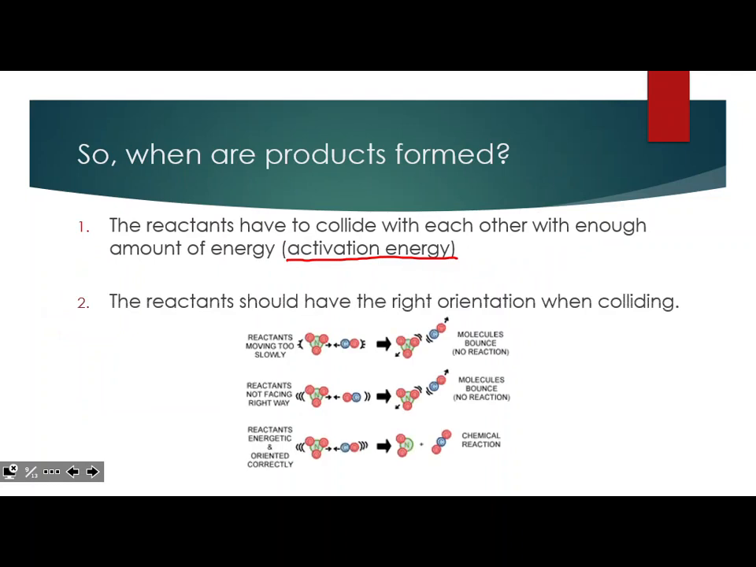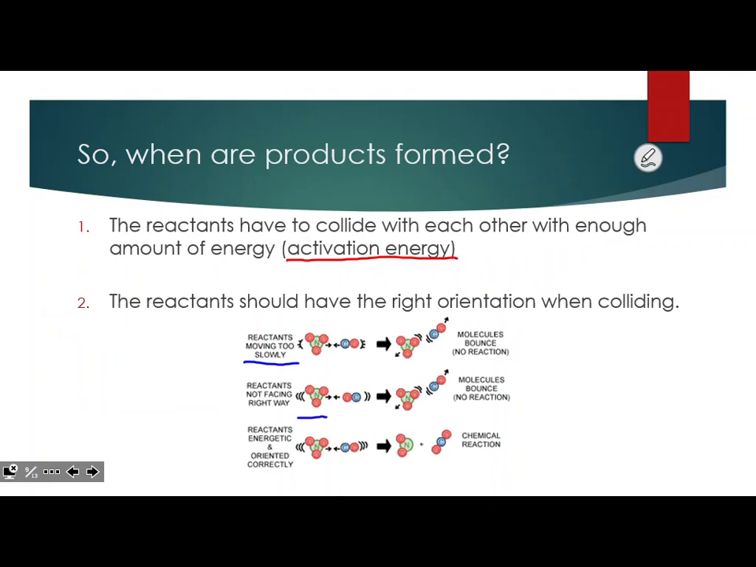Second major point, the reactions have to hit in the right orientation. So if they don't hit the right side of the molecule, once again, they'll just bounce right back, go in another direction. Okay? So it has to hit a certain side in order for the reaction to occur. So this first example in the diagram is showing you that they're moving too slowly. And if they are moving too slowly, it really means they don't have enough activation energy.